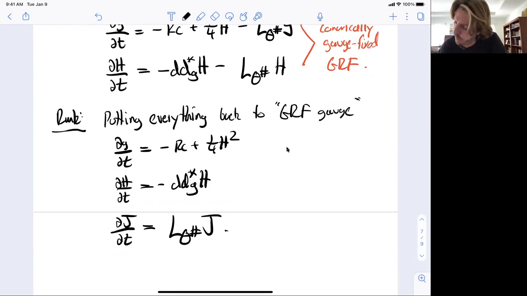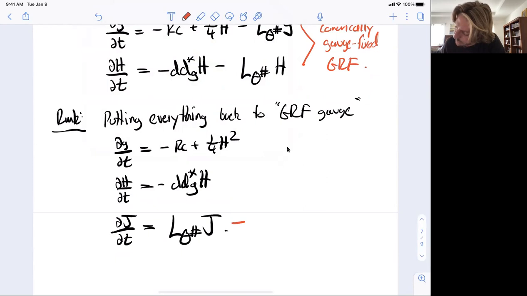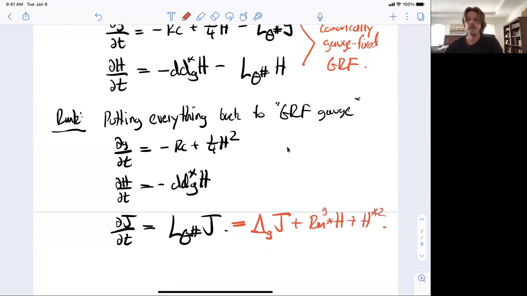And a surprising or not, depending on your point of view, fact is that this is also, in a sense, a heat equation. So this is the G tensor Laplacian of J plus some fairly nasty algebraic term: the Riemannian curvature acting on H, and then plus an H squared type term. Okay.